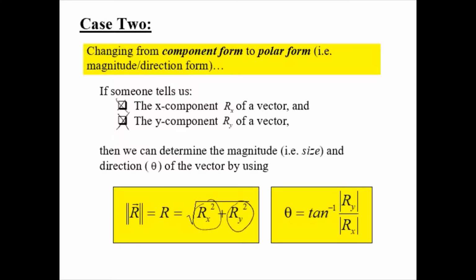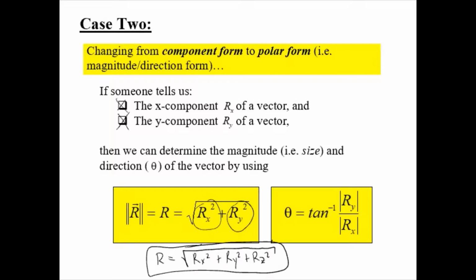components squared. Now, what if I had a third component? Well, the magnitude of vector r then would be equal to the square root of r sub x squared plus r sub y squared plus r sub z squared, right? I would just take that square root, and that would give me the size of vector r. So if vector r had 3 components, the rule is still the same. I just extend it to 3 components, like that.